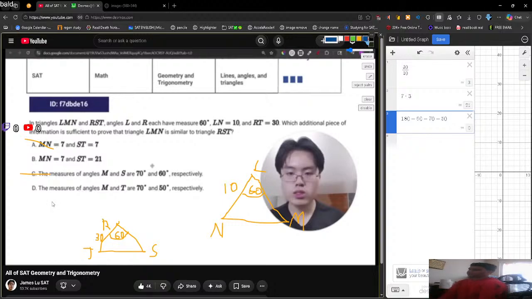D would most likely work because M is here and T is here. I mean, it could most likely work. That will prove that they're similar. So D is more likely to be the answer than B.